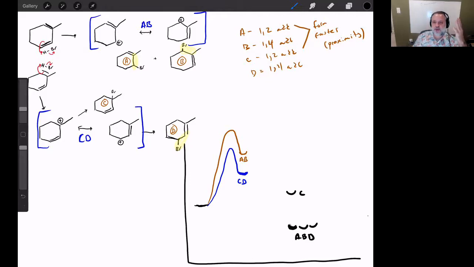Okay, now let's go back and look at C versus D, because now we want to draw the transition state between C and D and the two products. Because C is the 1,2 adduct that formed faster because of the proximity effect, it's going to have a lower activation barrier than D. For the same reason, we're going to say that A has the lower activation barrier compared to B.